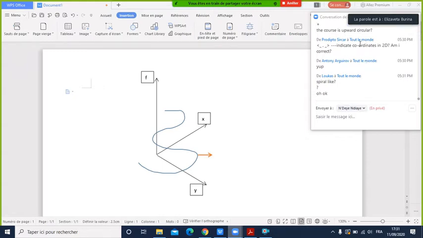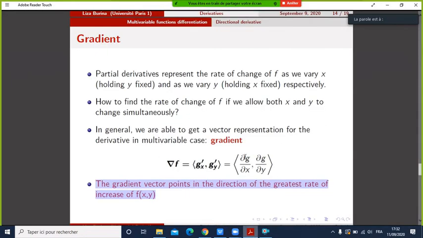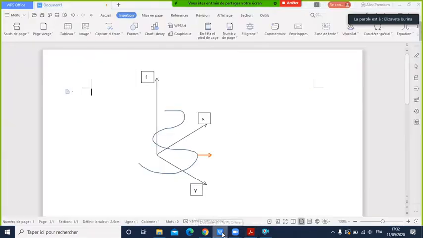Now indicate coordinates in 2D. Yes, this vector indicates coordinates in two-dimensional space, x and y. So the first one will be with respect to x and the second with respect to y. And the direction will be indicated within this plane yx.